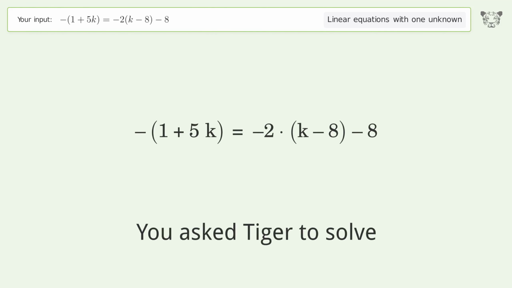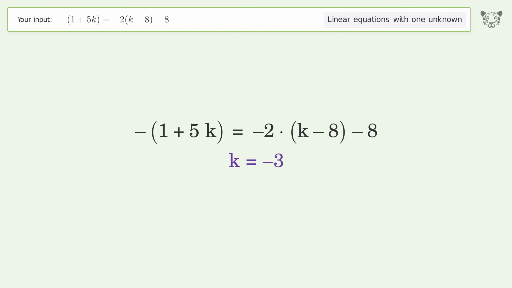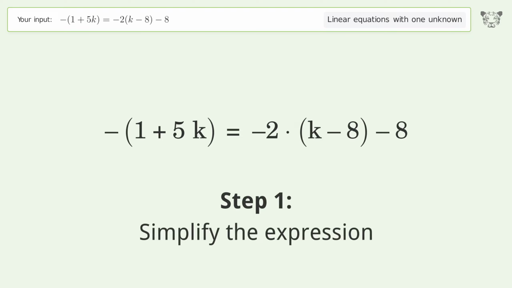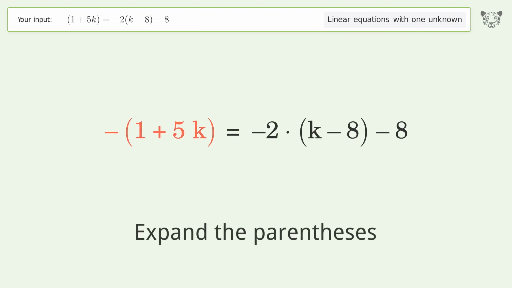You ask Tiger to solve. This deals with linear equations with one unknown. The final result is k equals -3. Let's solve it step by step. Simplify the expression. Expand the parentheses.